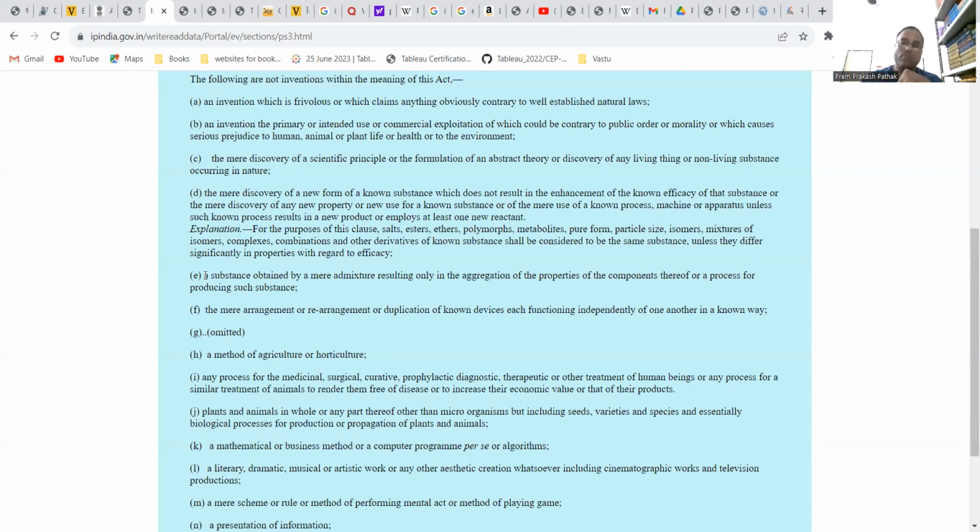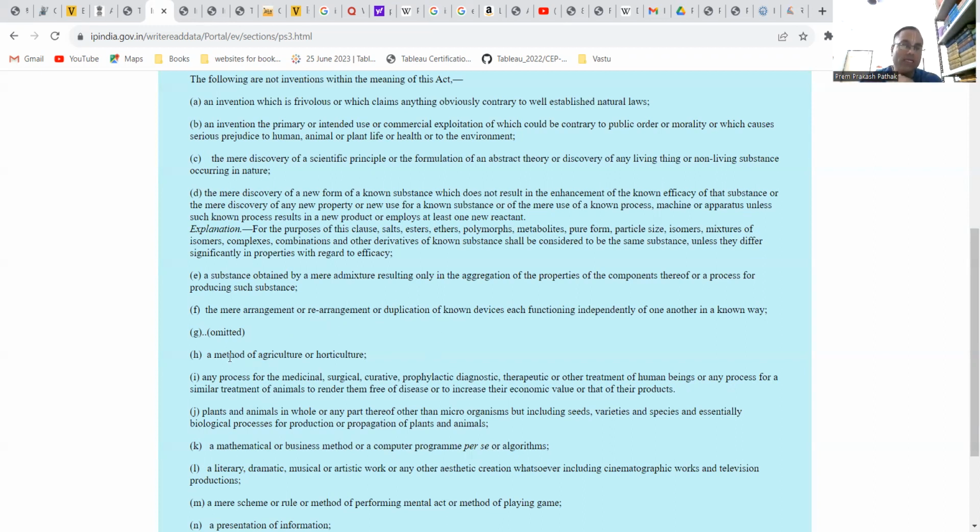And then F is a mere arrangement or rearrangement or duplication of known devices. So if there are two instruments, and they work independent of each other, we are just combining them together. So that is also not patentable.